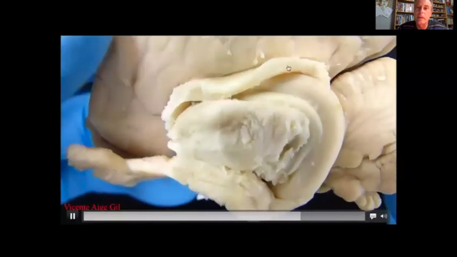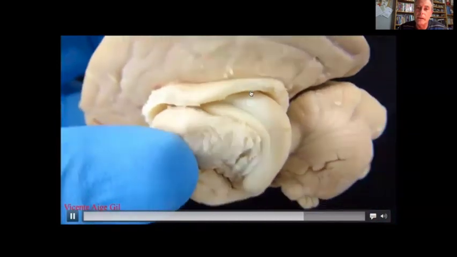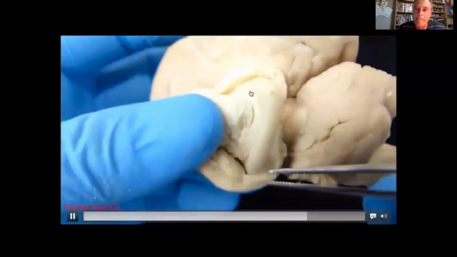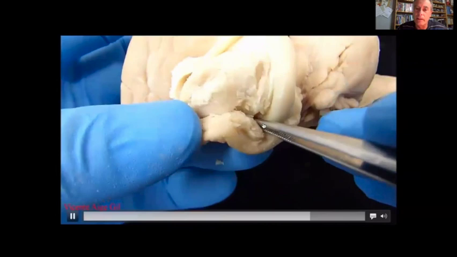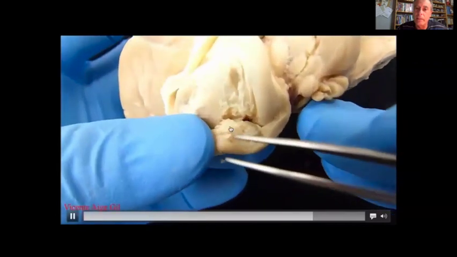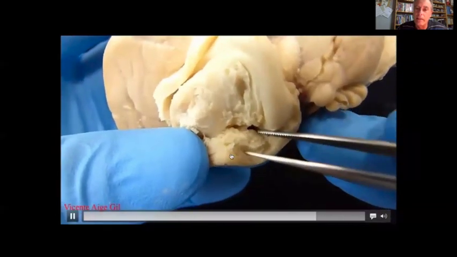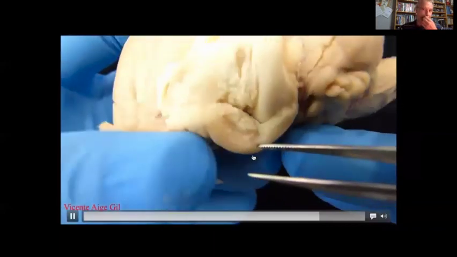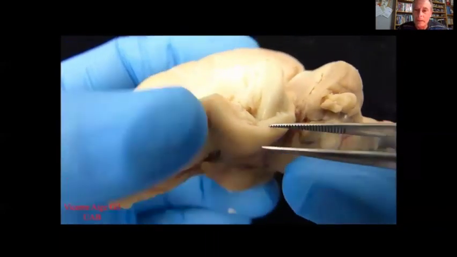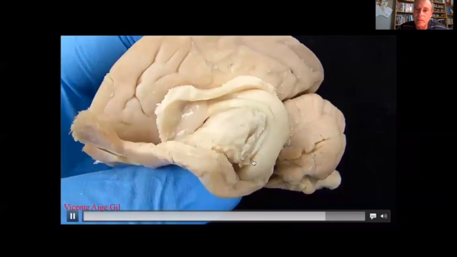Can you see the corpus callosum there? And the amygdaloid body. This is the amygdaloid body inside the piriform lobe. This is the piriform lobe, right?